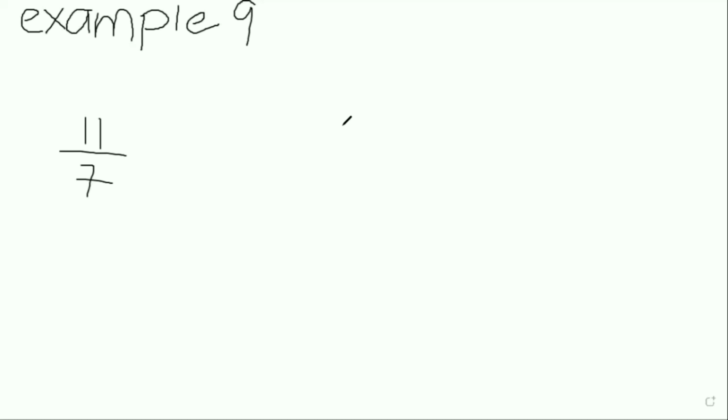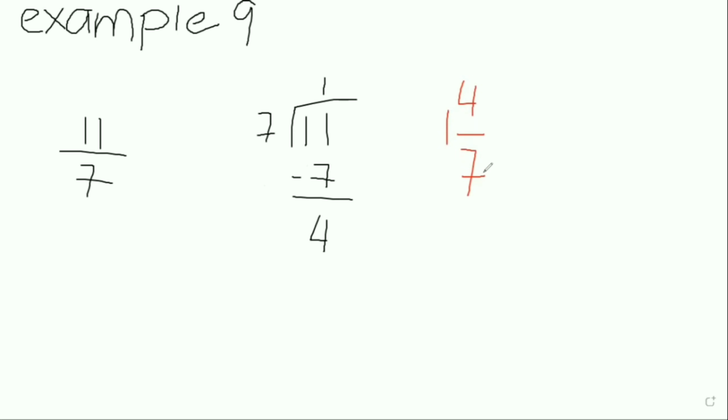Our ninth example is 11/7. So let's divide 11 by 7. 11 divided by 7 is 1. 1 times 7 is 7. 11 minus 7 equals 4. So after the division, the answer will be 1 as a whole number, 4 is the numerator, and just copy the denominator 7. So our final answer is 1 and 4/7.